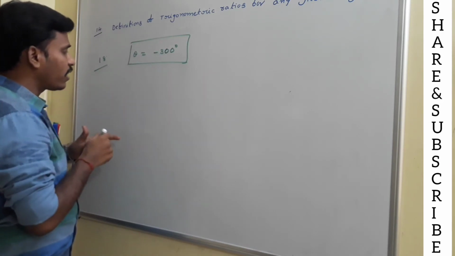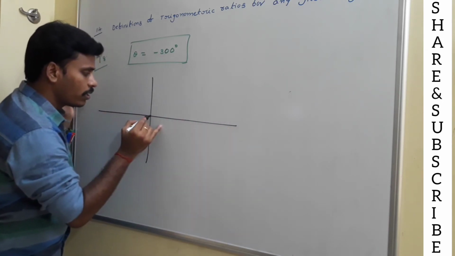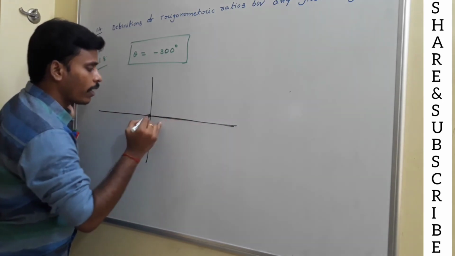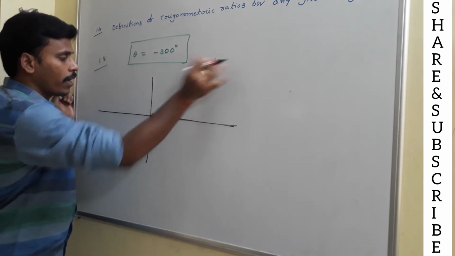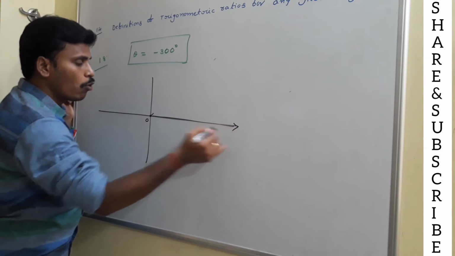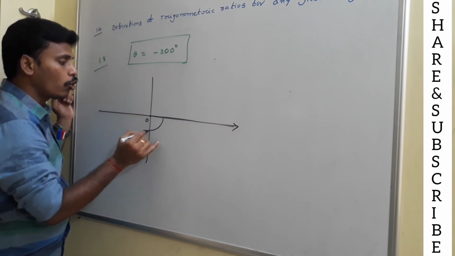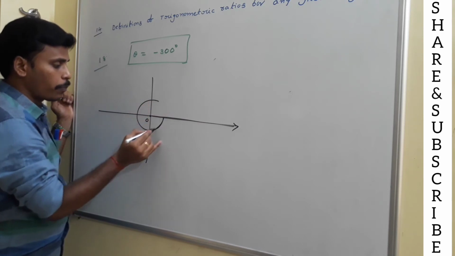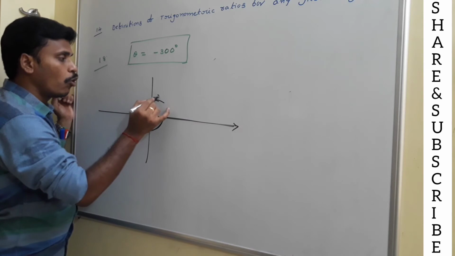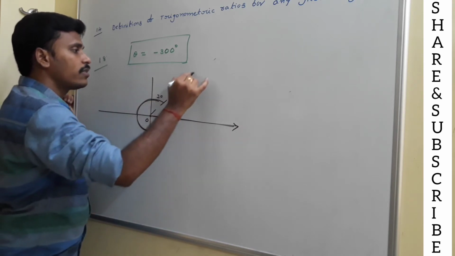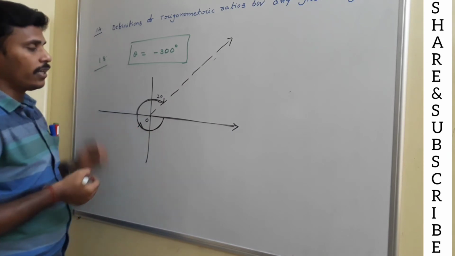Since the angle is negative, you need to move in the clockwise direction. Look here, this is the initial ray and this is the origin. You need to move in the clockwise direction. How much angle do you need to move? An angle of 300. Up to here 90, up to here 180, up to here 270 and 30 more degrees, and this is the terminal ray for the angle minus 300 degrees.